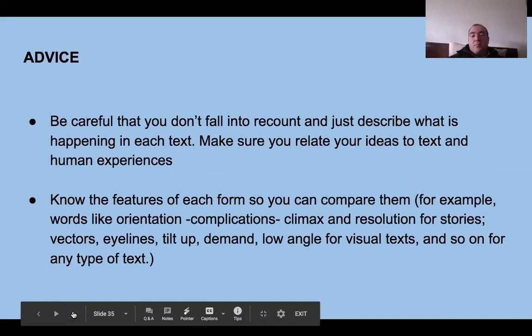And I think the biggest danger in these exams is people just fall into recount, whether they're writing short answer responses or whether they're writing the extended response. And that's a band 1, band 2 mark. You need to go into more detail. You need to give us more evidence. You need to give us the features. You need to have these features and you need to know these techniques at your fingertips to do well on this exam.